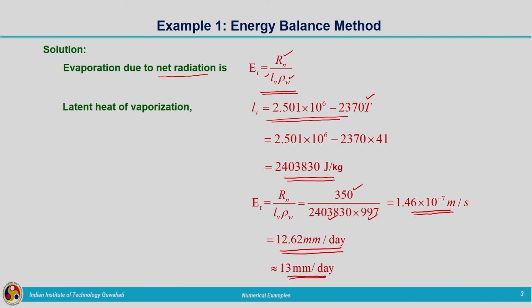This is a very simple method. If Rn, the net radiation, is given to you and the prevailing temperature is given to you, you can calculate the evaporation rate from the water body.